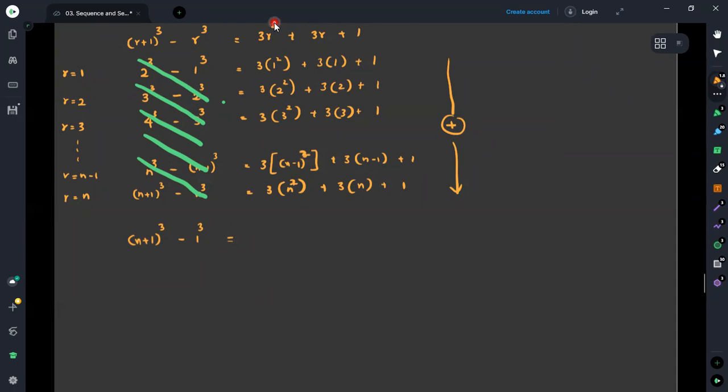Now, if you take the summation of this set of values, we can see that 3 is common for all. Therefore, I will keep 3 outside of this summation, and I will write down the remaining terms. Those would be 1 squared, then the next one would be 2 squared, 3 squared, and likewise n minus 1 squared plus n squared.